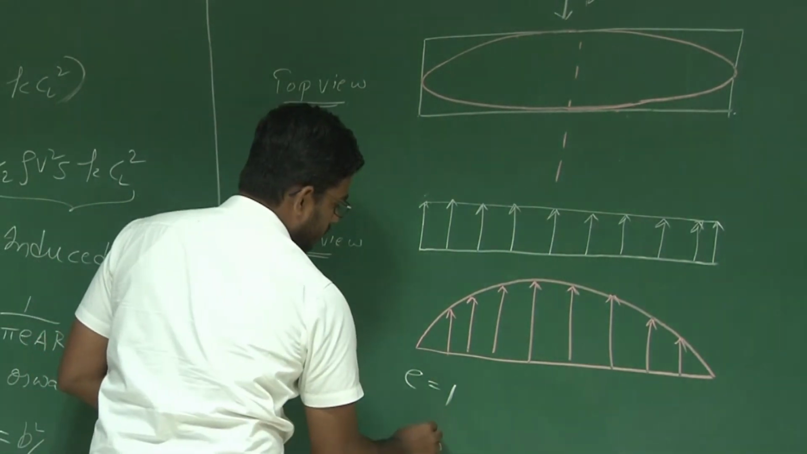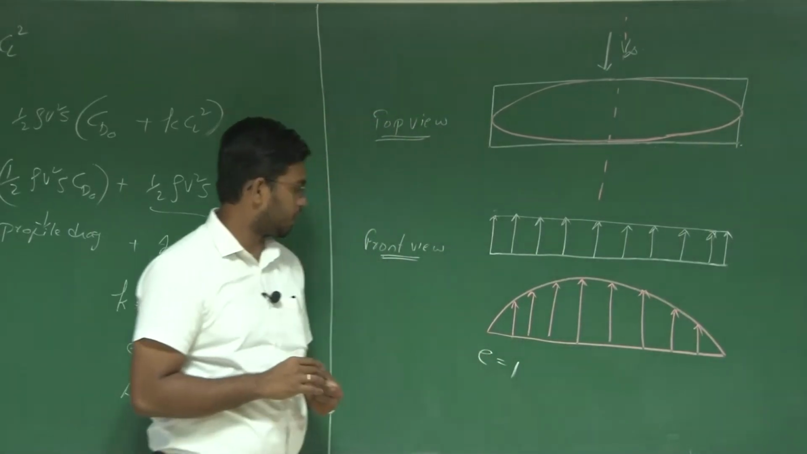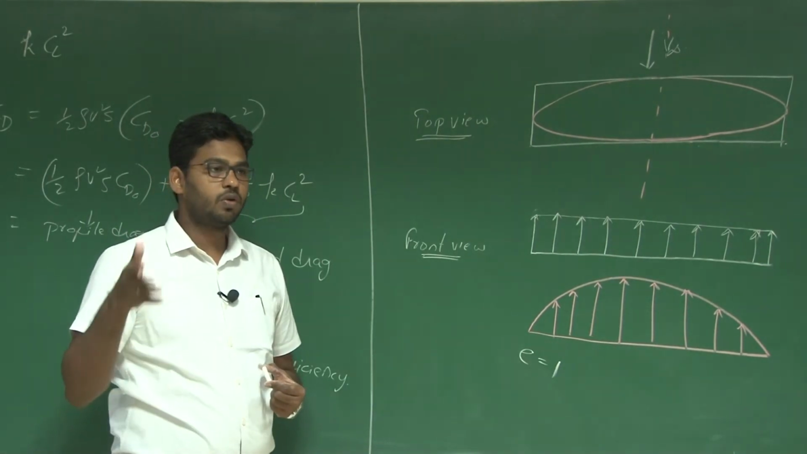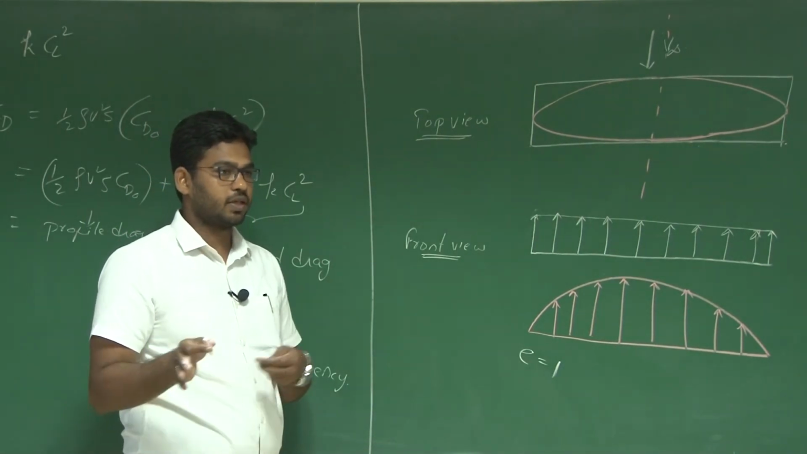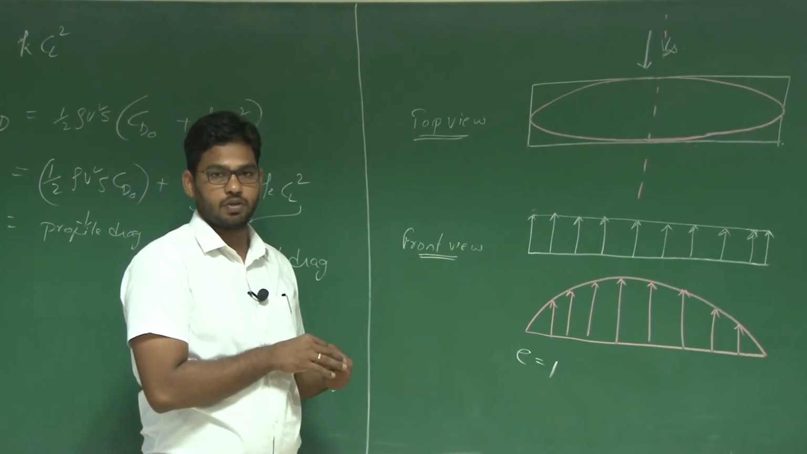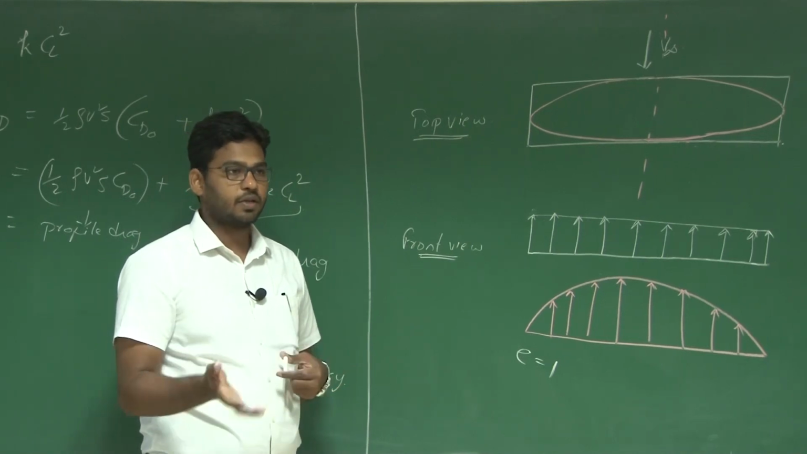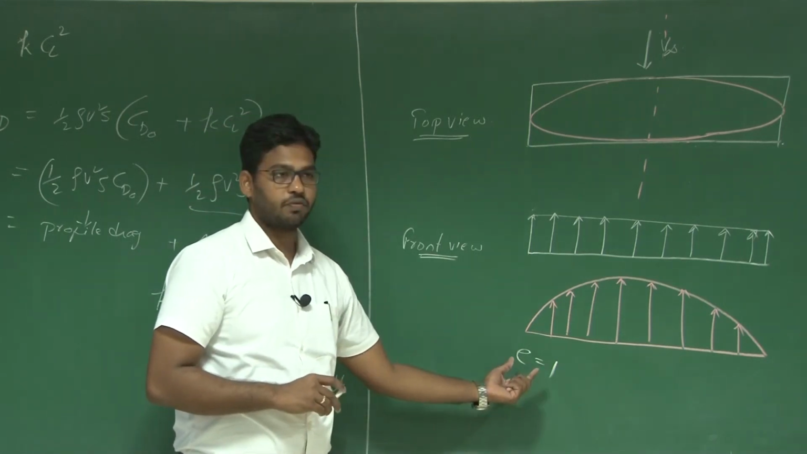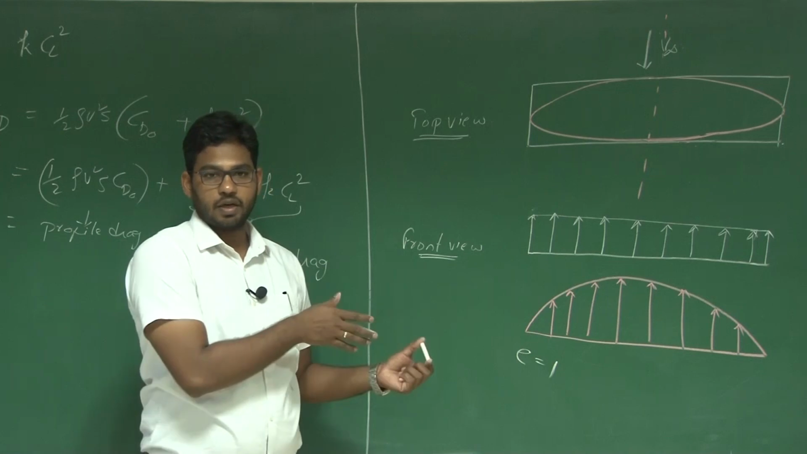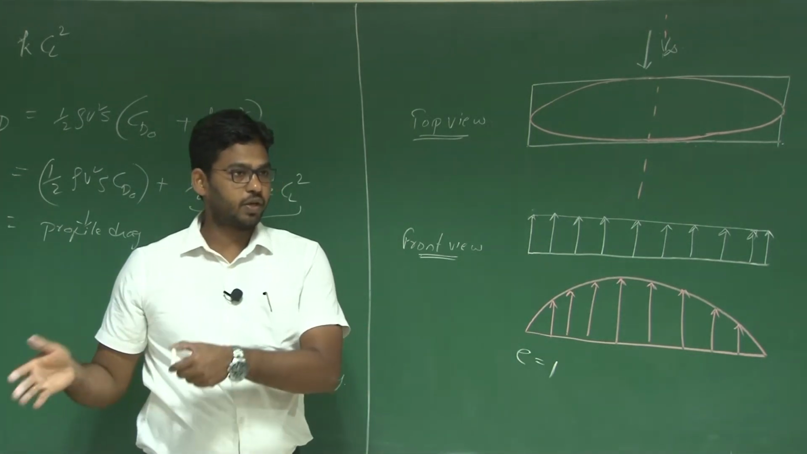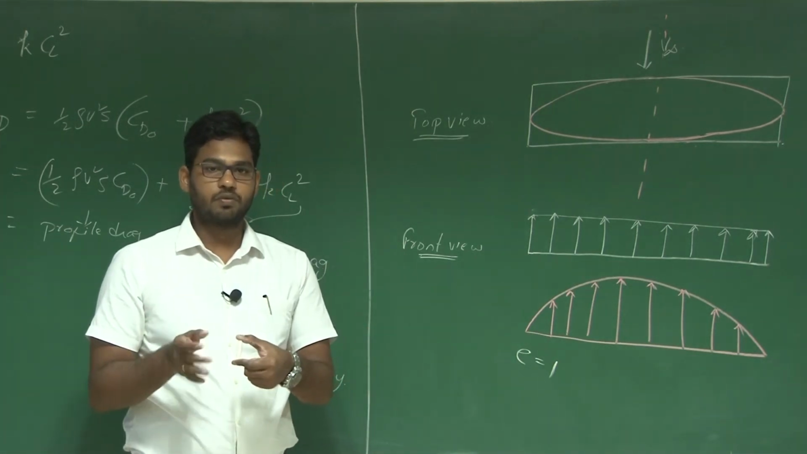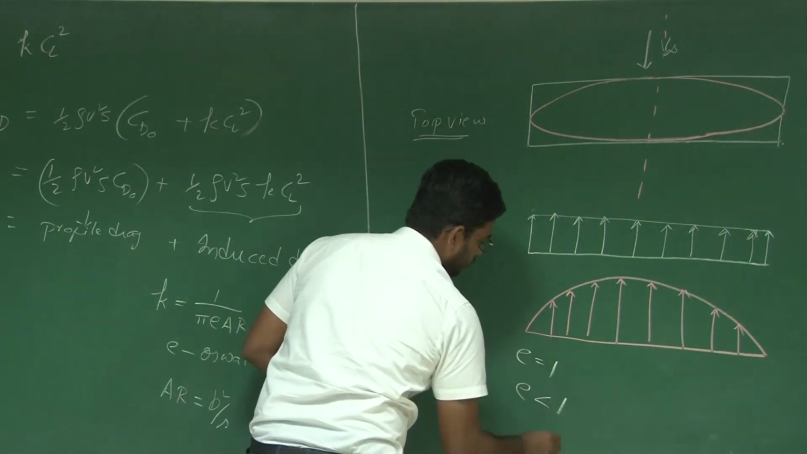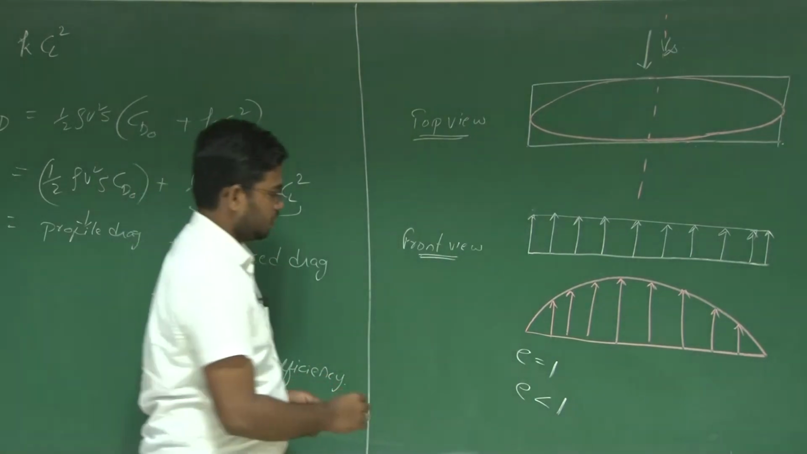For any other shape, this Oswald's efficiency factor talks about how good your lift distribution is, or how it compares with that of an elliptic wing lift distribution. Let us say if you have designed a wing which is non-elliptic, this efficiency factor is a kind of figure of merit, and that compares your current wing lift distribution with that of an elliptic wing. So for any other geometry, it is less than 1.